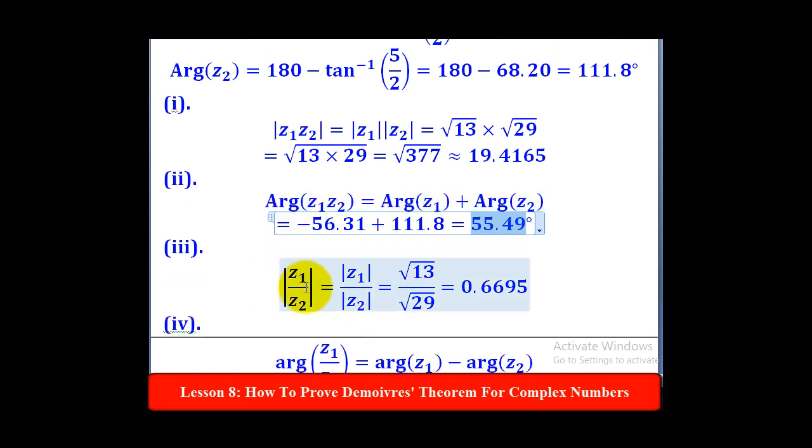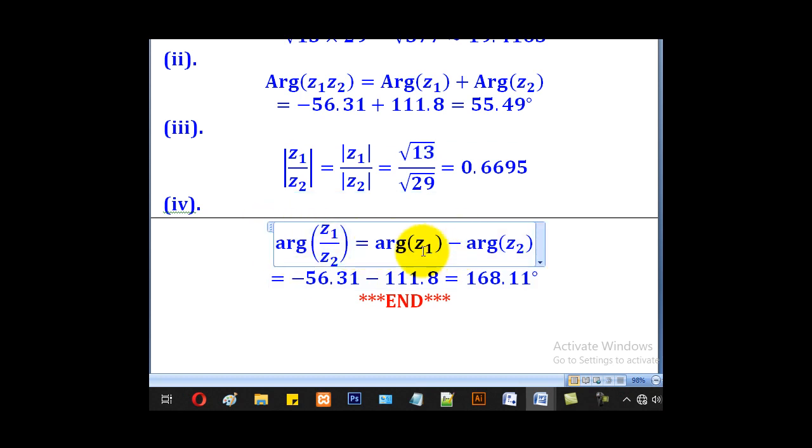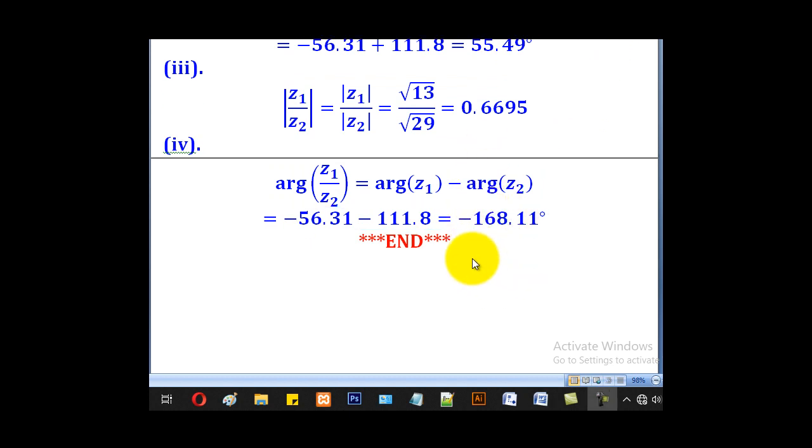Then for the division, we divide the independent moduli. Root 13 over root 29 gives you 0.6695. For the argument, we subtract, so this minus that gives you negative 168.11. So that brings us to the end of our lesson.